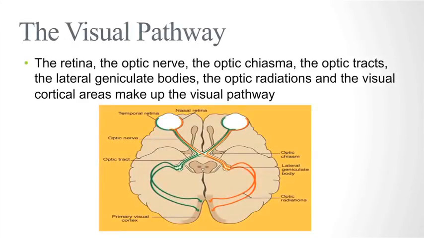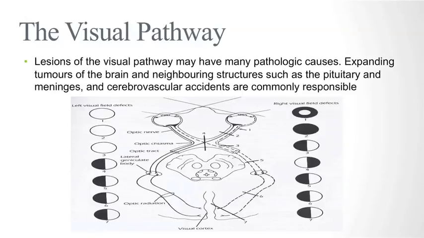The retina, the optic nerve, the optic chiasma, the optic tracts, the lateral geniculate bodies, the optic radiations, and the visual cortical areas make up the visual pathway. Lesions of the visual pathway may have many pathological causes. Expanding tumours of the brain and neighbouring structures such as the pituitary and meninges, and cerebrovascular accidents are commonly responsible.